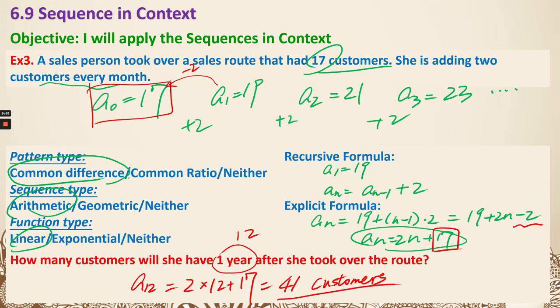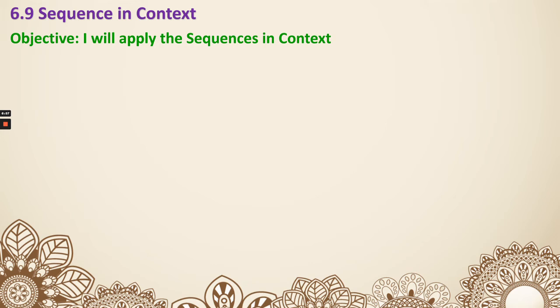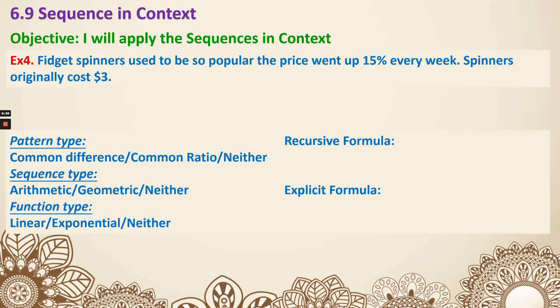That is example 3. Next, the last one, example 4. Fidget spinners used to be so popular, the price went up 15% every week. Spinners originally cost $3. So same idea, before you even start selling it, before the price even goes up after the first week, it's already costing $3. That means 3 is actually our a sub 0.